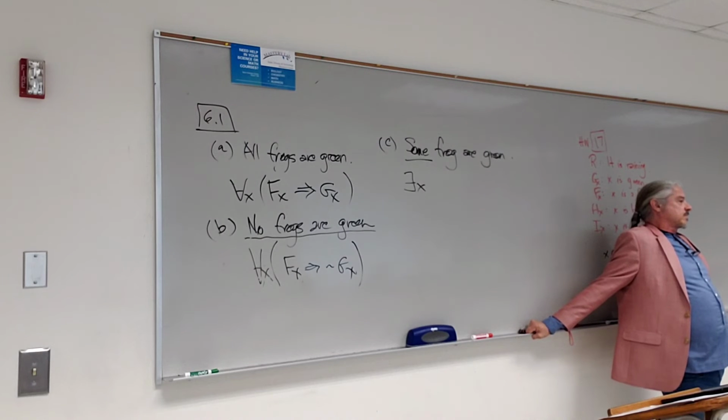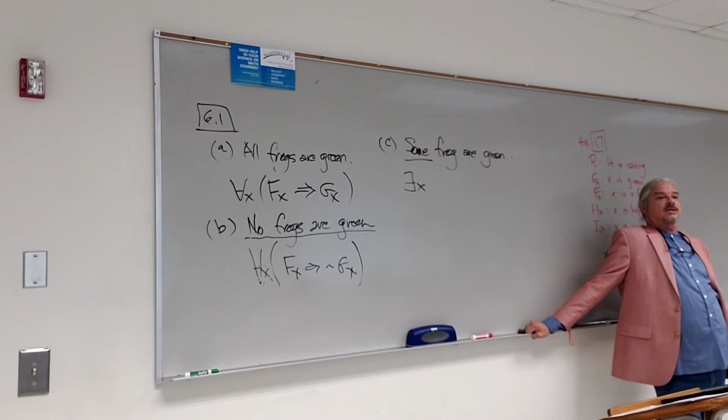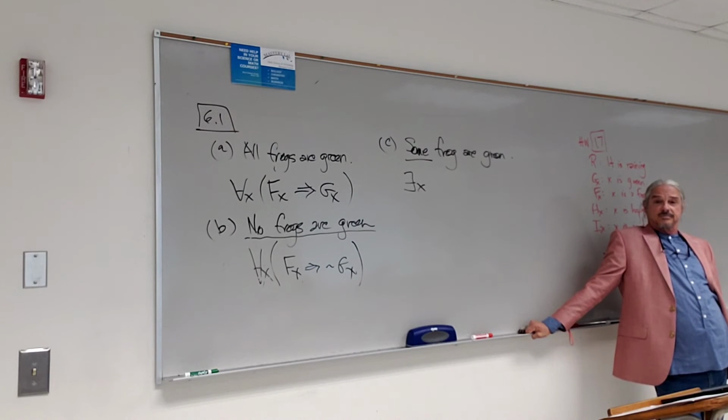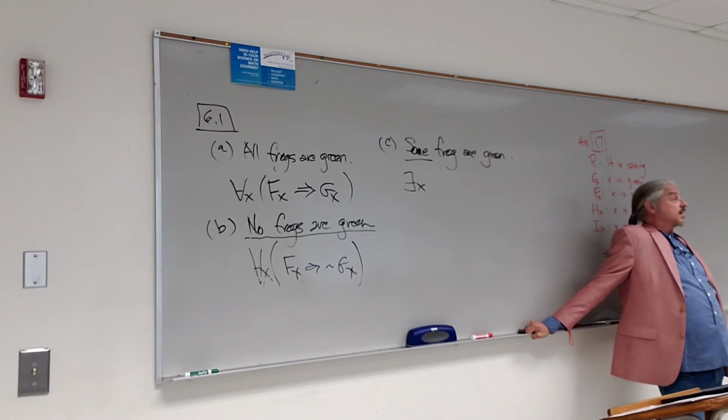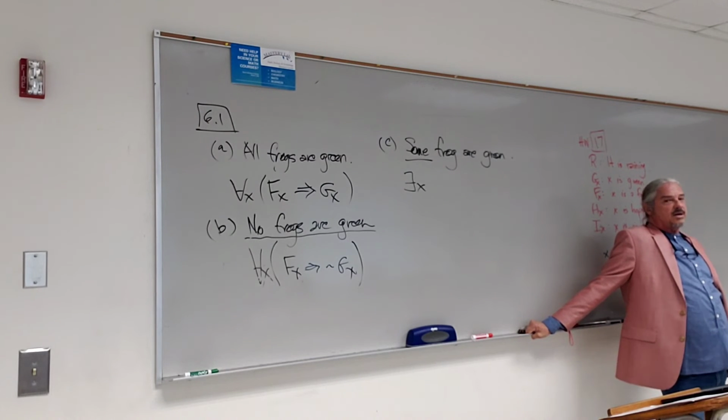There exist some things, that's all we have. Okay, that's what we have so far. There exist some things. The last part is frogs are green. What do we want to say? If it's a frog, then it's green.